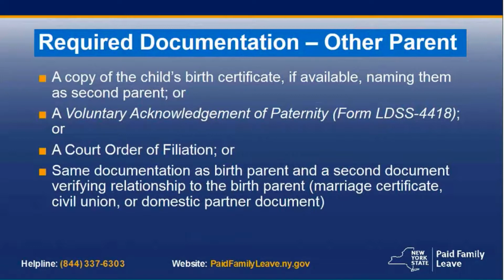A healthcare provider may be asked to provide documentation to a parent other than the birth parent, documenting the pregnancy or birth that includes the birth parent's name and the child's due date or birth date. If the parent is someone other than the birth parent, they would need a copy of the child's birth certificate, if available, naming them as second parent, or a voluntary acknowledgement of paternity, Form LDSS-4418, or a court order of filiation, or the same documentation as the birth parent and a second document verifying relationship to the birth parent, which can be a marriage certificate, civil union, or domestic partner document.